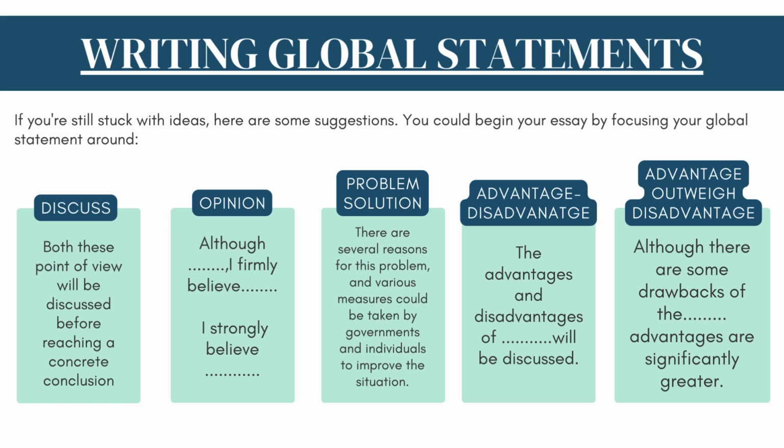For advantages and disadvantages, you could say, "The advantages and disadvantages of topic will be discussed," setting the stage for your analysis. If discussing whether advantages outweigh disadvantages, you might begin with, "Although there are some drawbacks, the advantages are significantly greater," signaling that your essay will ultimately favor the positives. These phrases help organize your thoughts and give the reader a preview of the structure to follow.